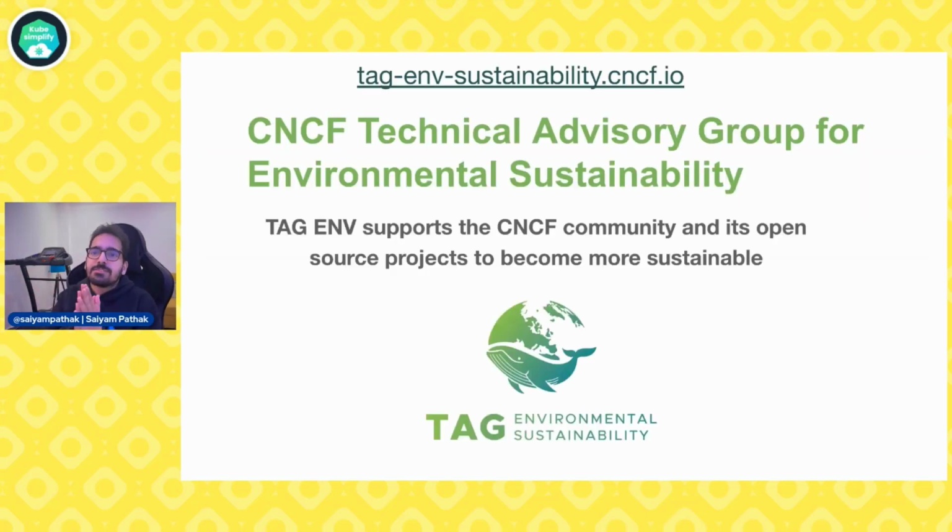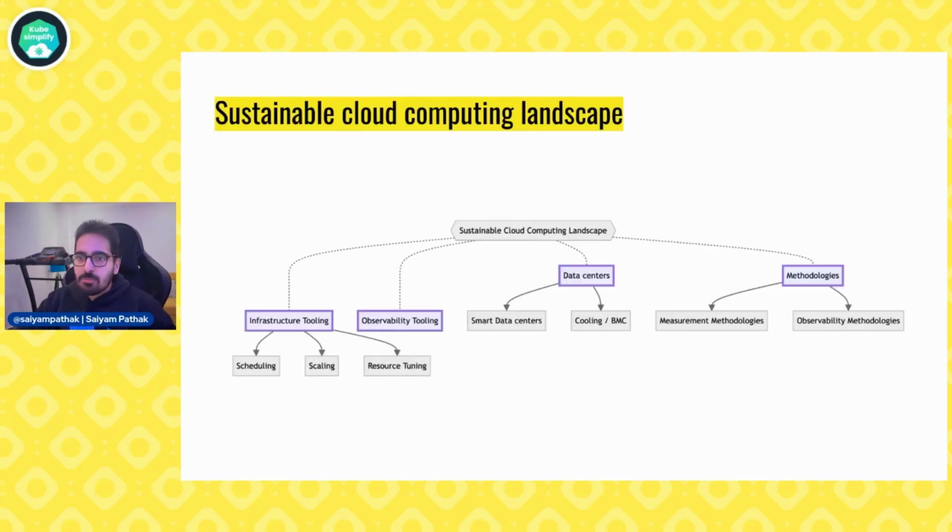With that, we have a CNCF Technical Advisory Group for Environmental Sustainability, which is TAG ENV, at sustainability.cncf.io. TAG ENV supports the CNCF community and its open source projects to become more sustainable. So there is a new TAG for sustainability in CNCF, which is a very big thing. CNCF itself is pushing sustainability of not only the cloud native projects, but also helping in the evolution of the tools, making an umbrella for the open source projects like it always does, so that people can contribute, create, and innovate on top of that.